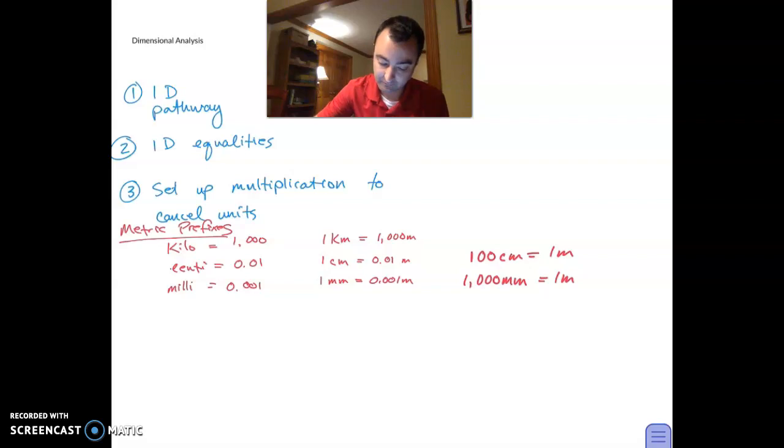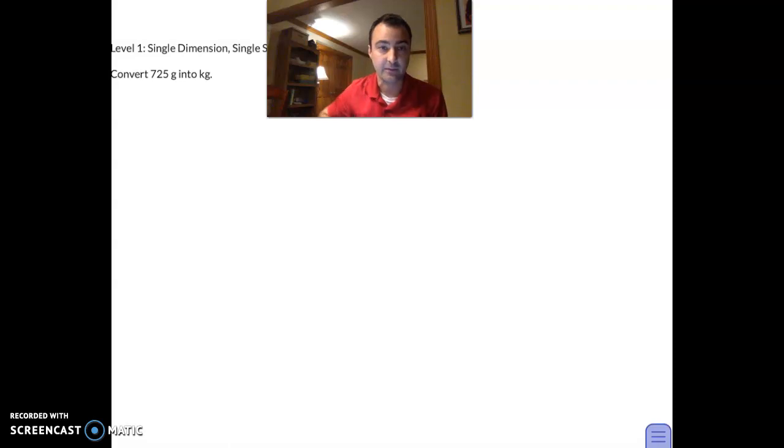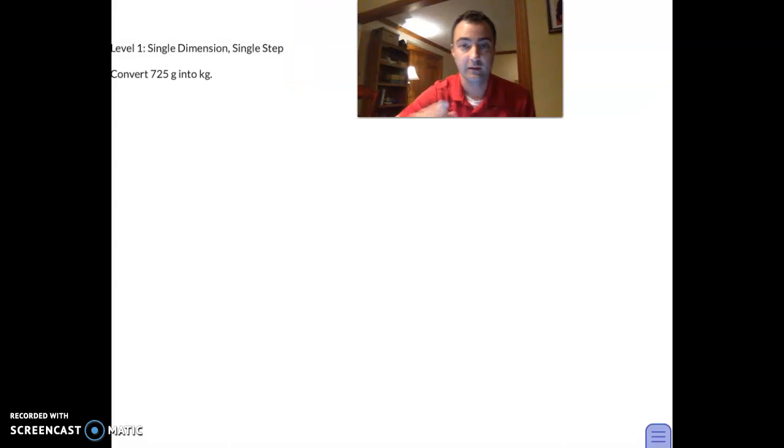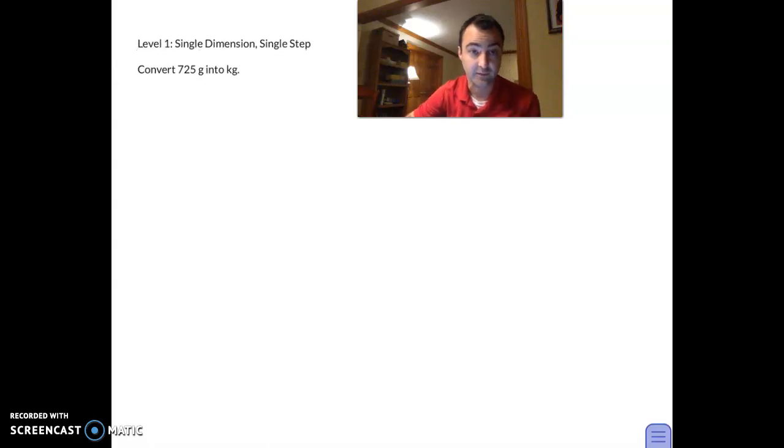Okay, so we're going to follow those 3 steps for all different types of conversions. Sometimes I think it helps to identify categories of problems so that when you look at one, you can recognize what type of problem you're dealing with. So the first type of problem I have is if you are trying to convert one dimension, so in this case, the dimension is mass, 1 step. So grams to kilograms, we have an equality for that.